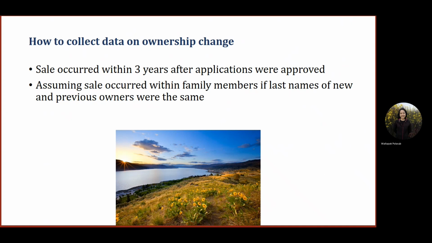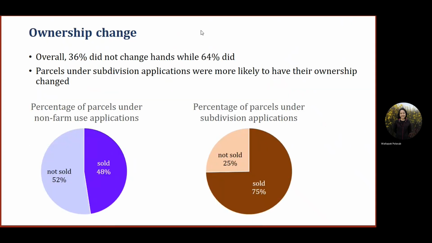And then we also asked BC Assessment to help us determine whether the change in ownership occurred within the family members or not. We really don't have any way to know that. So we use an assumption that if the last names of the new and previous owners were the same, we assume that those sales occurred between family members. And here's the data on ownership change.